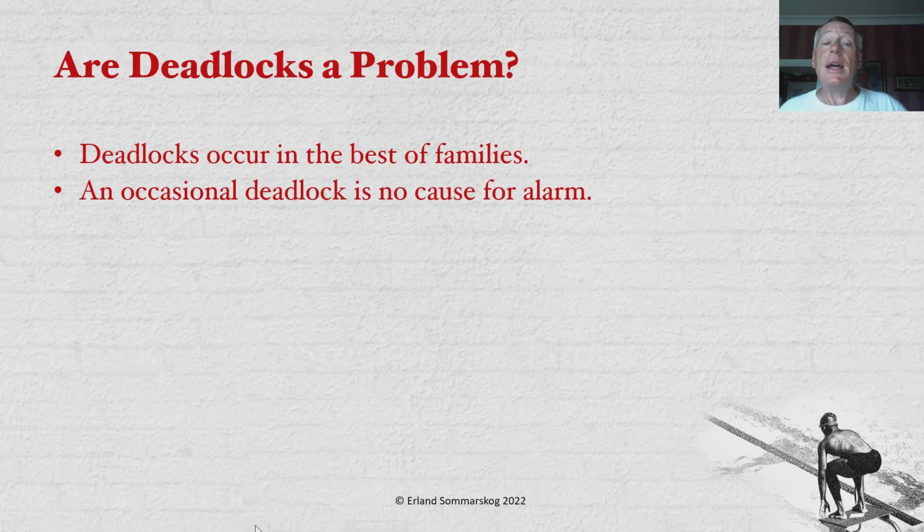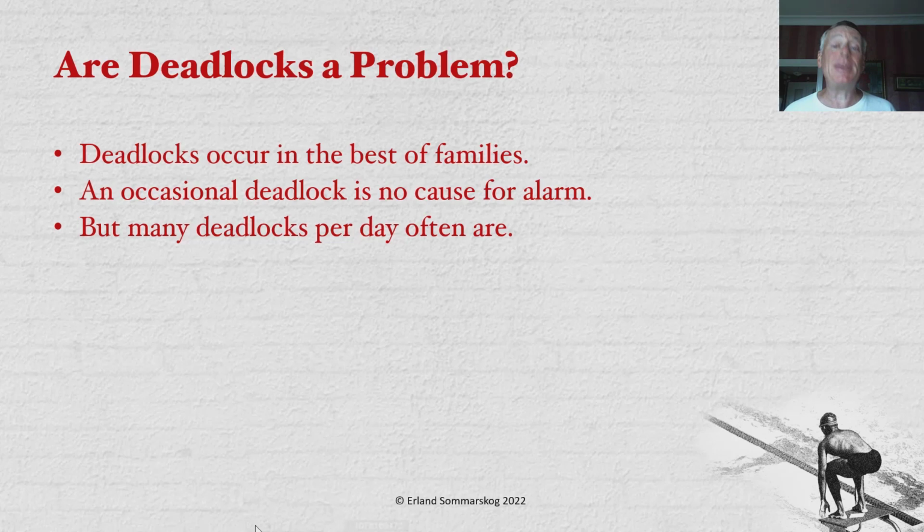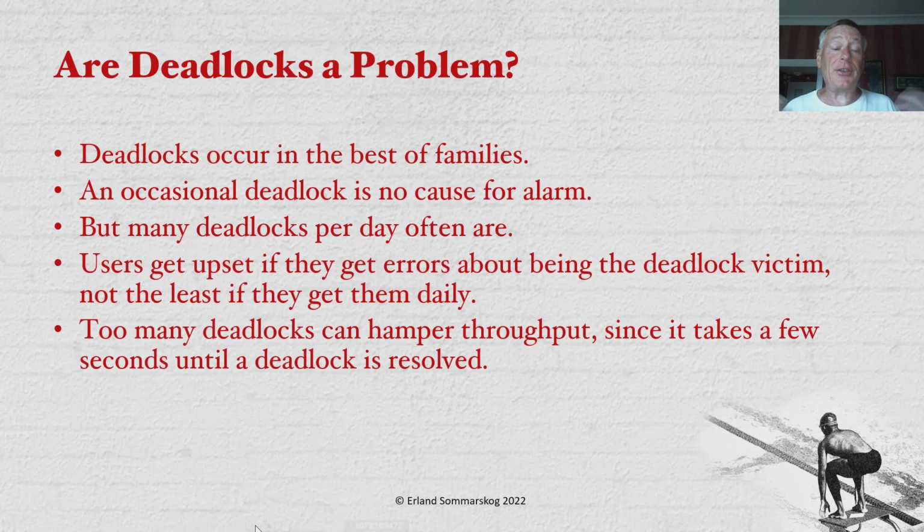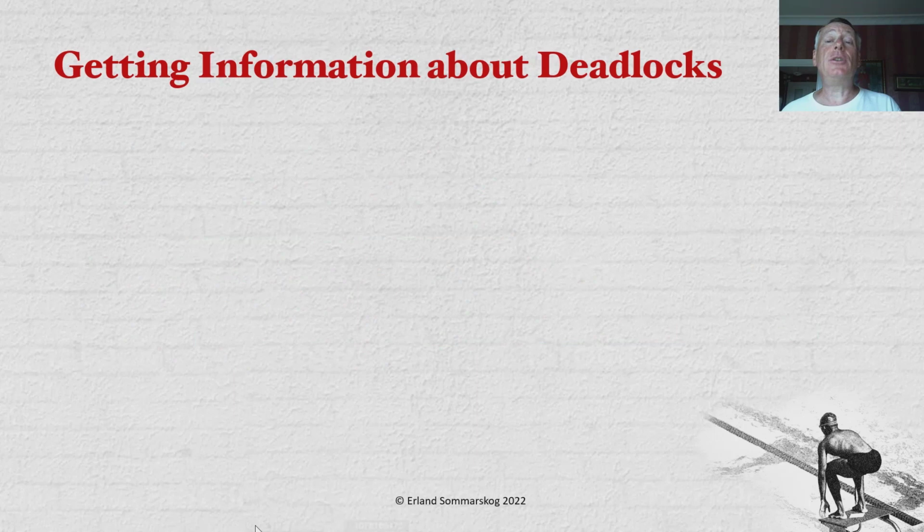But if you have plenty of deadlocks per day, then you might start to feel some pain. For example, if users every once in a while get splashed in the face with "deadlock victim", they get kind of upset, and they might even get upset if you trap that message and replace it with something nicer, particularly if they have to redo the operations daily or more often. Also, if you have, let's say, an order-entry process and plenty of deadlocks, your throughput will be reduced because everything is stalled for a few seconds until the deadlock is resolved. So if deadlocks are a pain, then you need to try to prevent them.